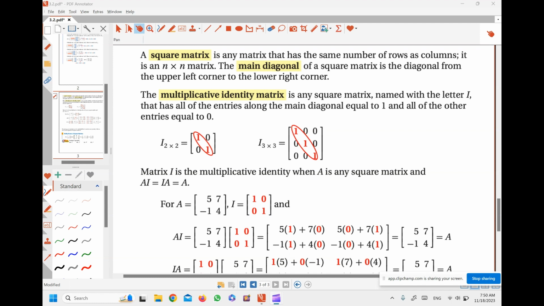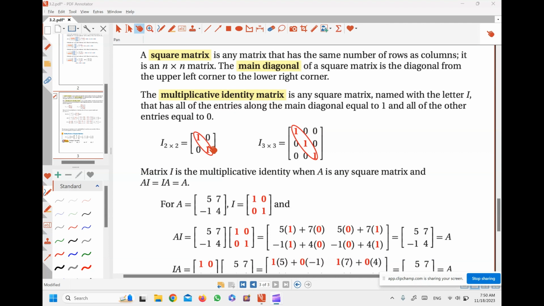The main diagonal of a square matrix is the diagonal from the upper left corner to the lower right corner. As in the figure, we have a 2 by 2 square matrix, and from the upper left corner to the lower right corner we have the main diagonal.